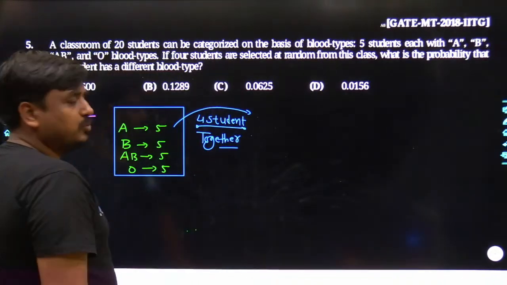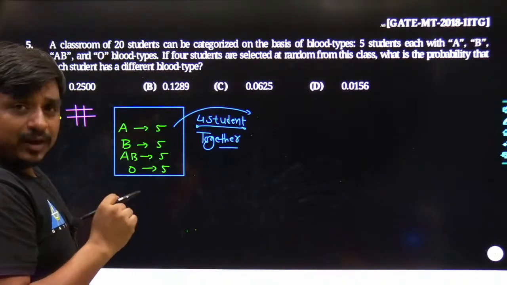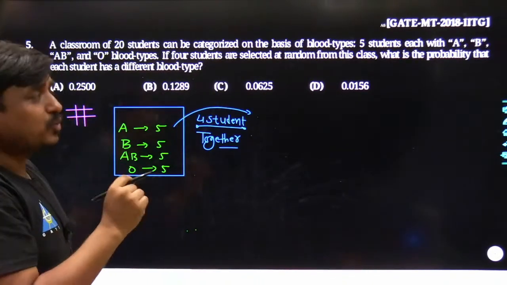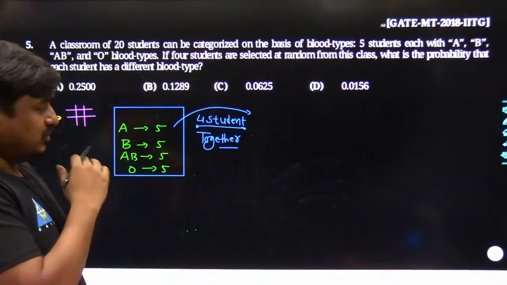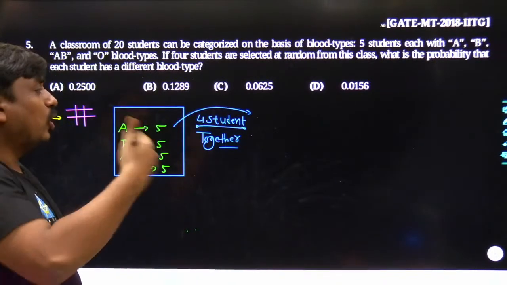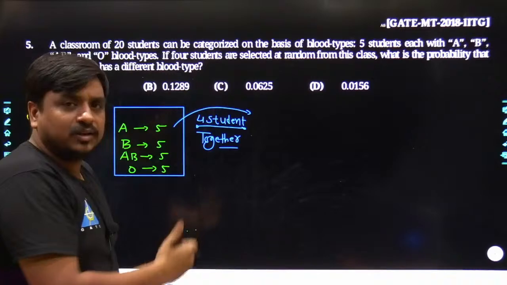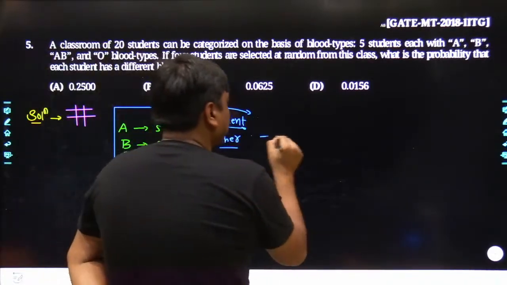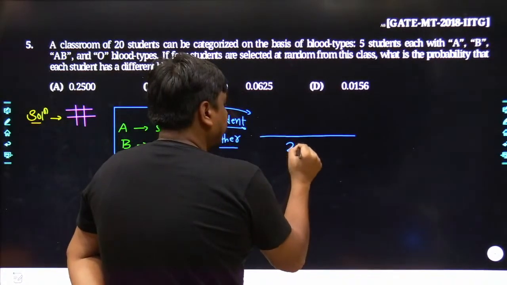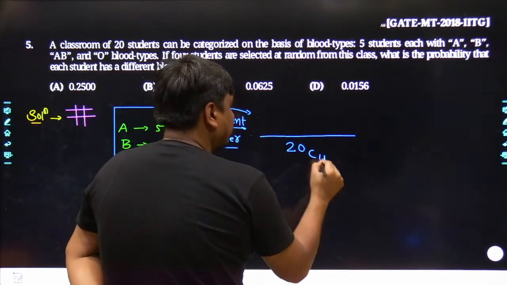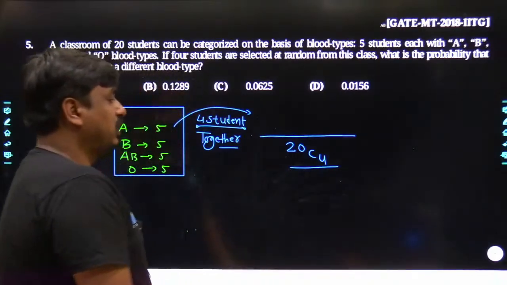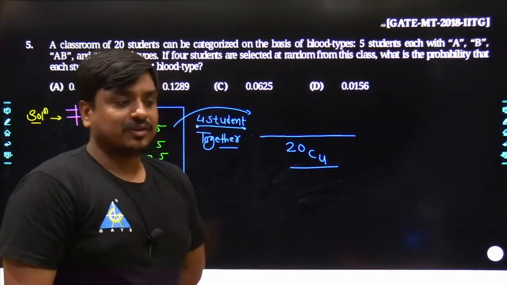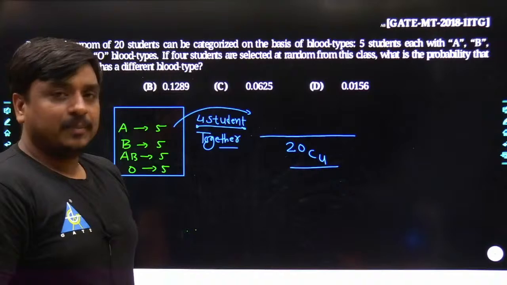They have been selected together. As per the requirement, I need to find the probability when the selection has been made in such a way that all of the 4 students withdrawn together come from different blood groups. Out of 20 students, how many ways could the 4 students have been selected? That would be the total number of events in your sample space, which is 20C4.